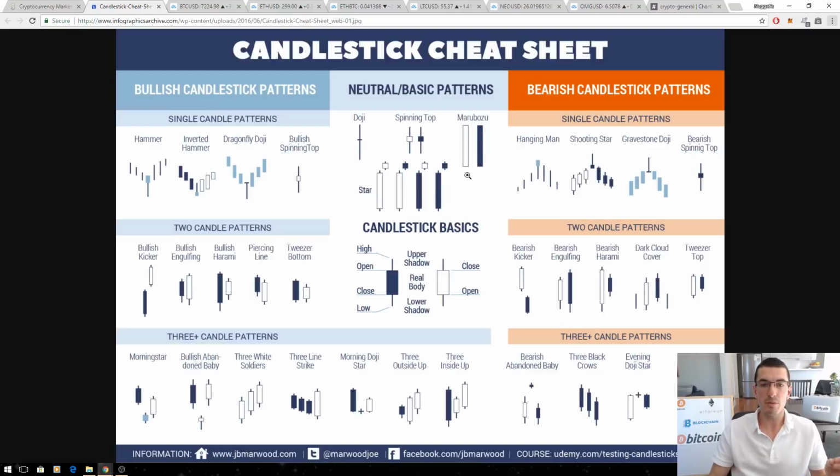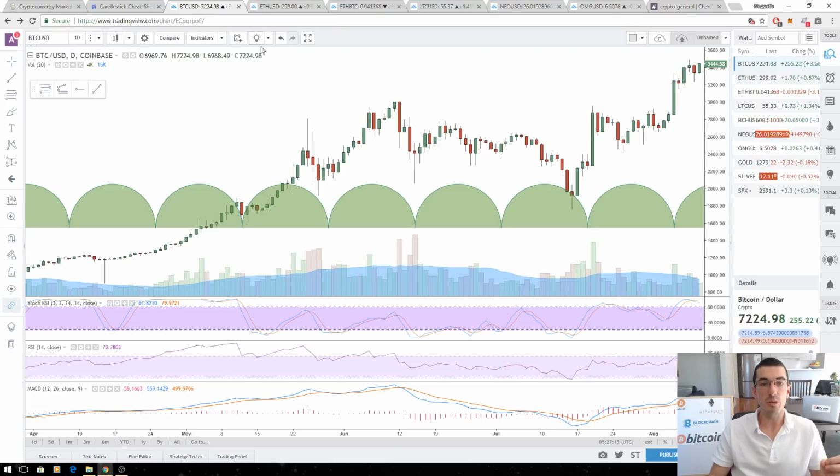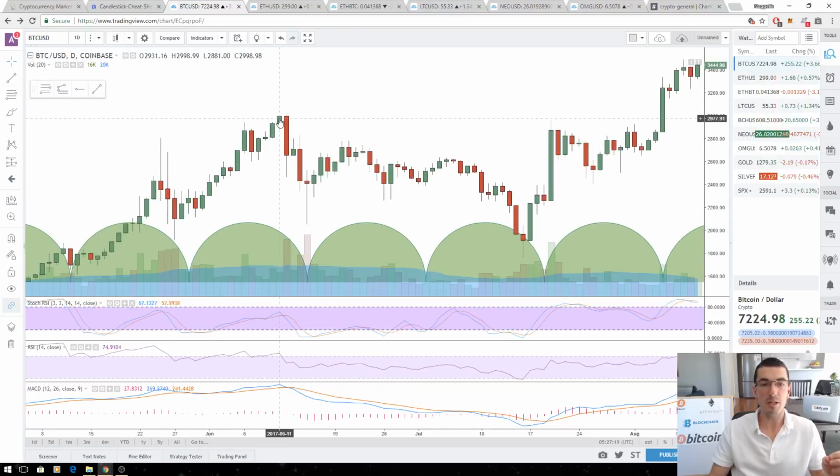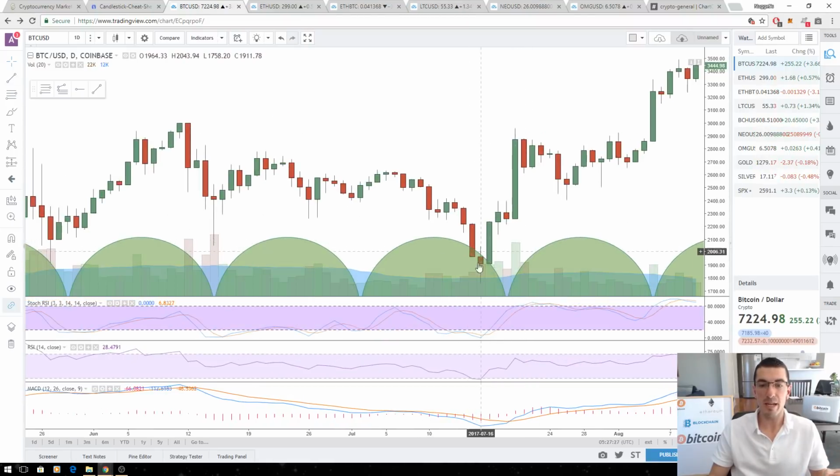So let's head over to the real world to a chart of Bitcoin and check out a Marubozu. And I remember this one clearly because we were looking for a bottom after the Bitcoin Cash hard fork. So price had been as high as 3,000. We got this big downtrend. There's a lot of confusion and panic, and this candle here, I'll talk about why this is a good bottoming candle as well.